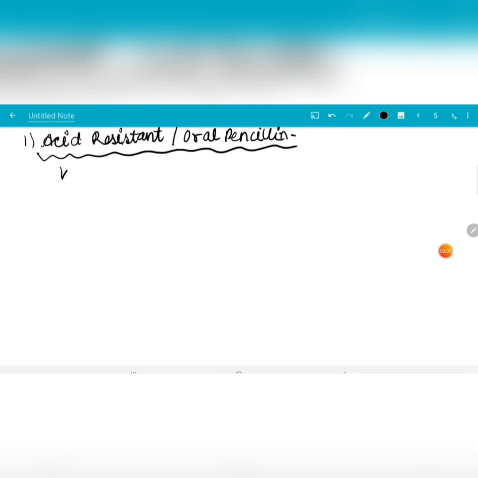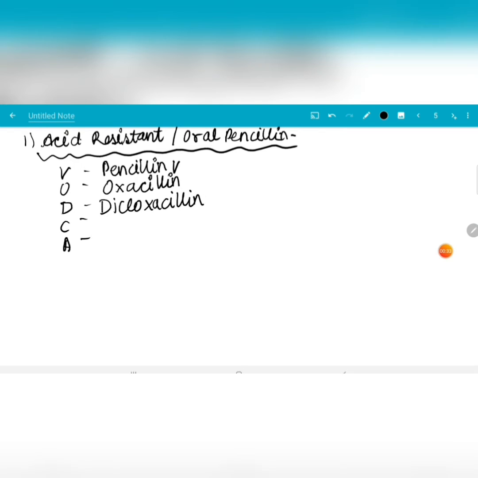You can remember it by the mnemonic VODKA. V means penicillin V. O means oxacillin. D means dicloxacillin. C means cloxacillin. And A means ampicillin and amoxicillin.